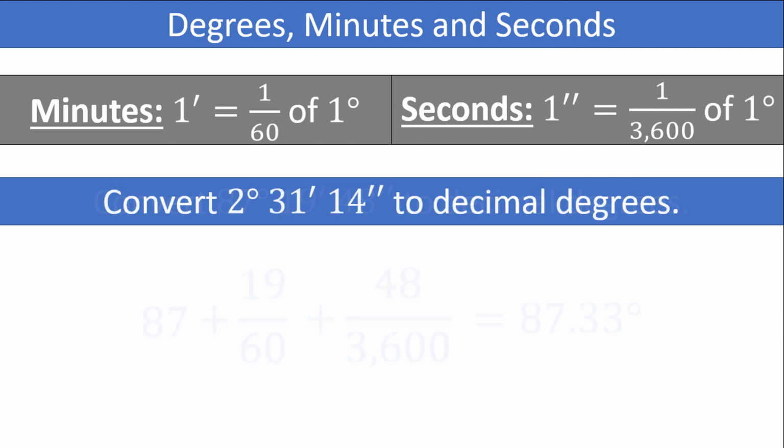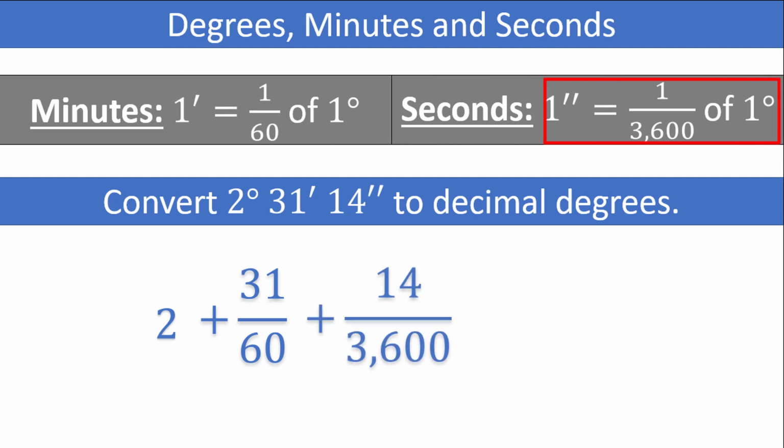Let's try one more problem converting from degrees, minutes, and seconds to decimal degrees, and then we will try a few problems going backwards. Say we have 2 degrees, 31 minutes, and 14 seconds, and we would like to convert to just degrees. This is 2 degrees plus about another half a degree, specifically 31/60ths of a degree, since each minute is 1/60th of a degree and we have 31 minutes. We also have 14 seconds. So that is an additional 14 3,600ths of a degree.